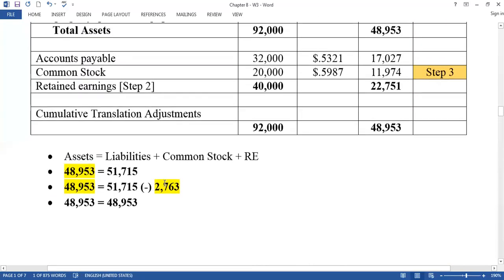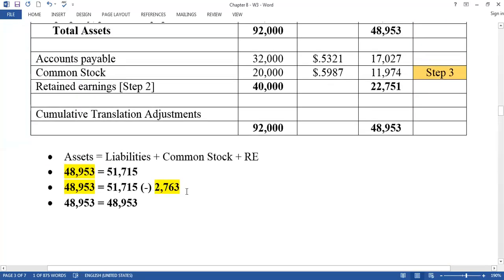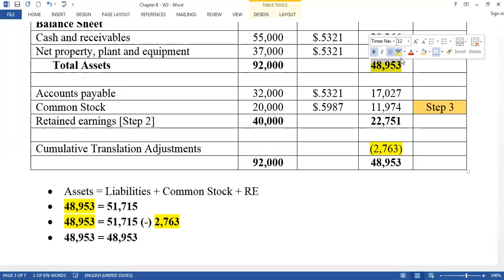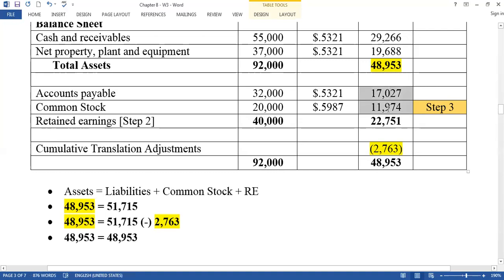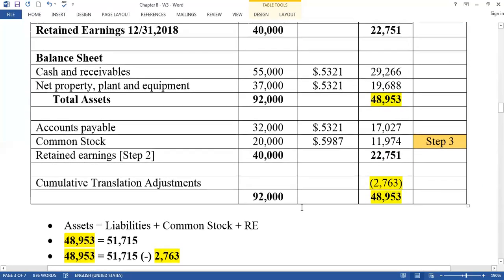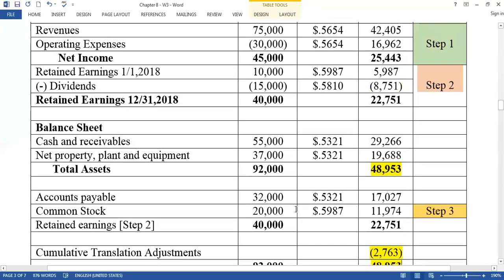Now, according to this example, we have to deduct $2763 from the equity, and this is the adjustment, the cumulative translation adjustment. If we deduct this number, now you can see that asset equals liabilities, common stock and equity, and with adjustment is the same. Okay, so this is called the current method.